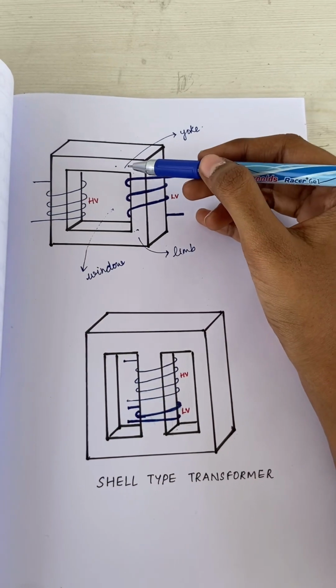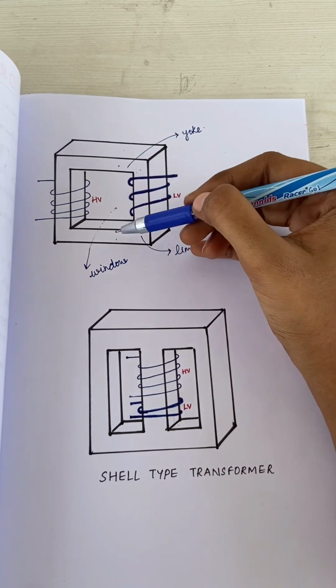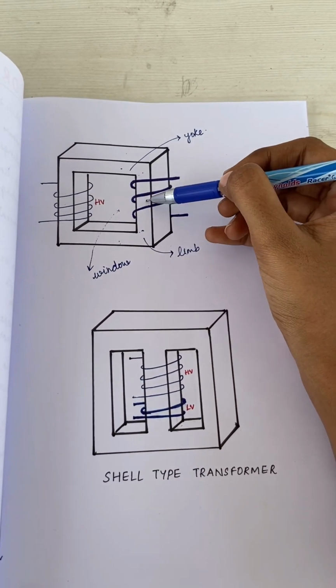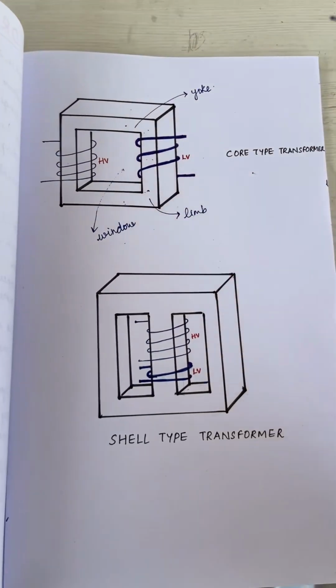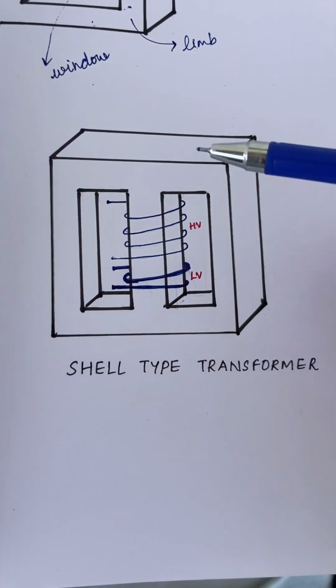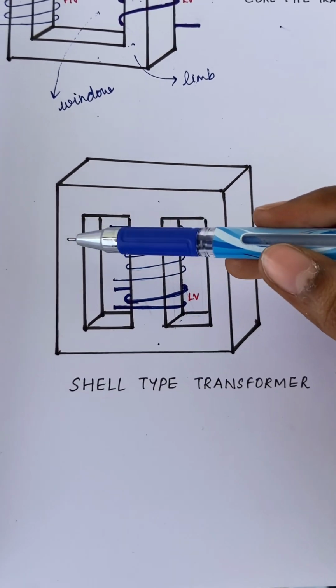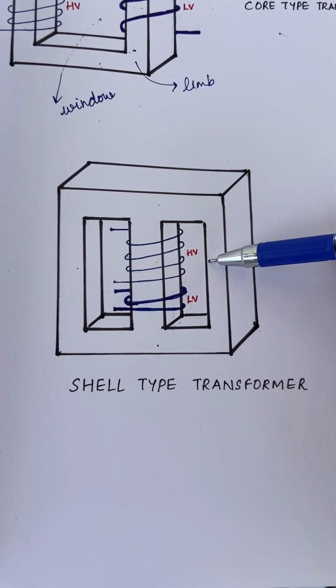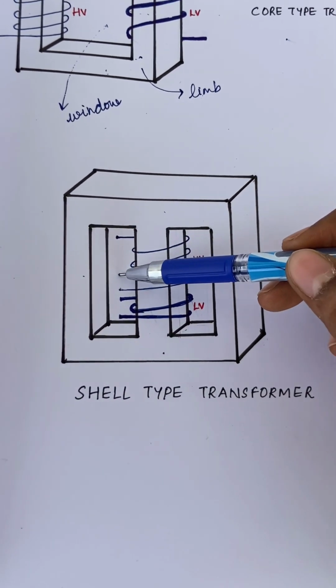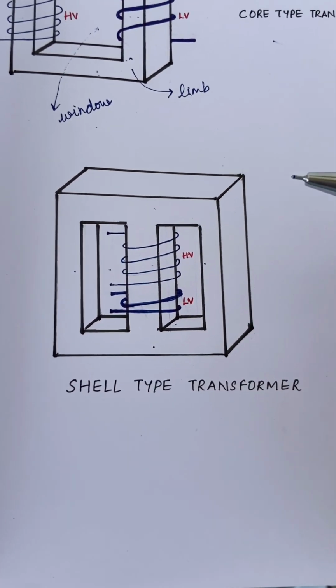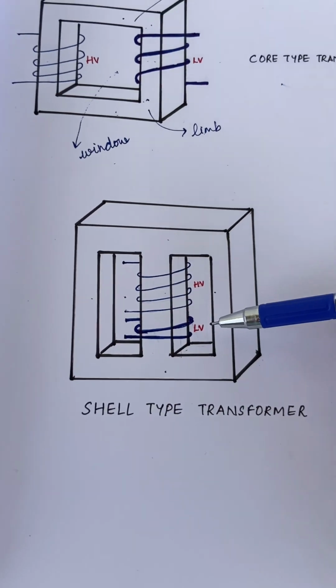So a core type transformer has two yokes, that is two horizontal cores, two vertical cores, that is two limbs, and one window. A shell type transformer has two yokes, three vertical cores, that is three limbs, and two windows, one window and then the other window. So this one is the first and the major difference.